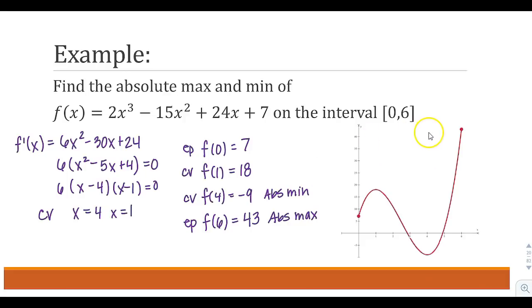Now we'll go ahead and acknowledge the graph is here. So this is the function f of x defined from 0 to 6. We can see that there are critical values at 1, the derivative is 0, and at 4, the derivative is 0. But our absolute maximum occurred at an endpoint, and our absolute minimum occurred at a critical value.